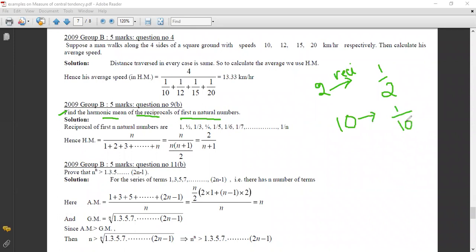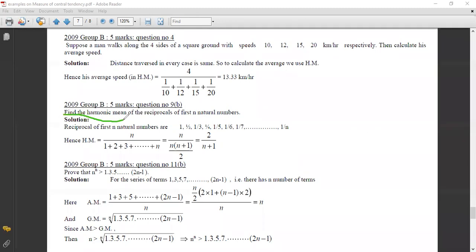You can get the fractioning formula like that. যাই খুশি বলতে পারো. So they are called reciprocals. কি বলেছে? Find the harmonic mean of the reciprocals of first n natural numbers. First of all, first n natural numbers কত?